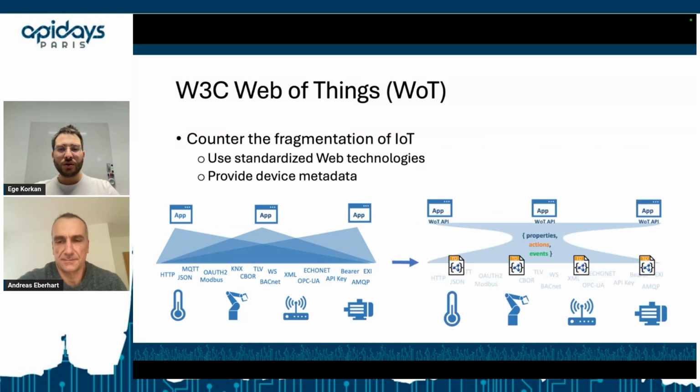and counter this fragmentation. So here is what we call the narrow waist model, where we basically provide the thing descriptions of the devices, which can contain different protocols. And thanks to the properties, actions, and events paradigm, we are able to build applications on top of it, which is actually crucial for our application that we have built.